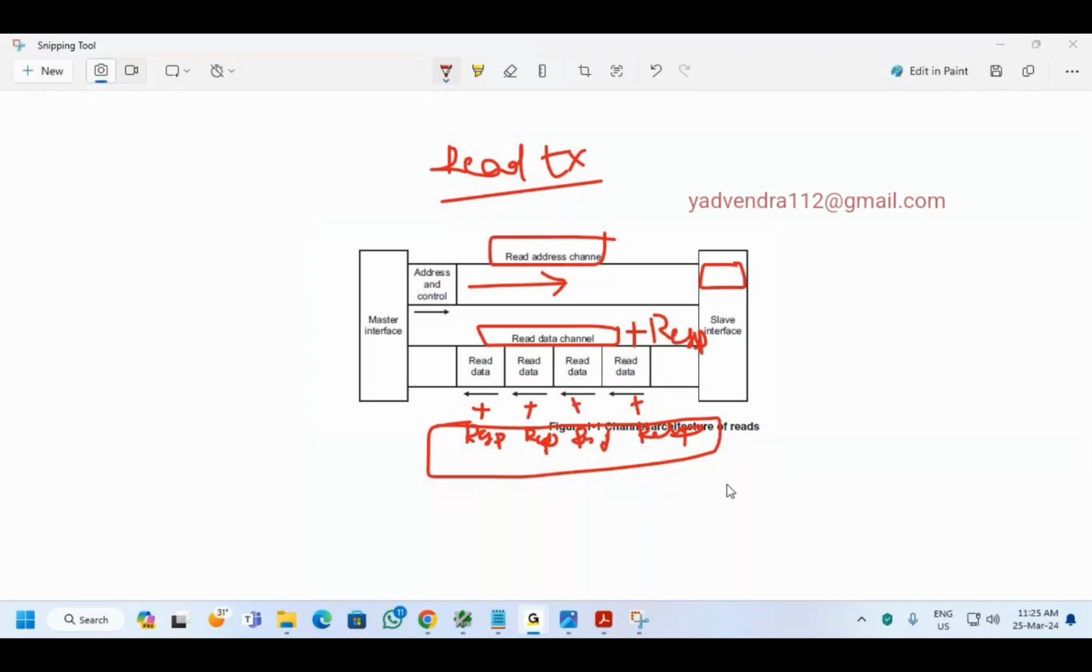There is no such slave here, so my interconnect will give this kind of response. These are the responses to the master, so these are the 4 responses we have. Anyway, we will discuss that once we come to the response channel sequence. Did everyone understand this, guys?